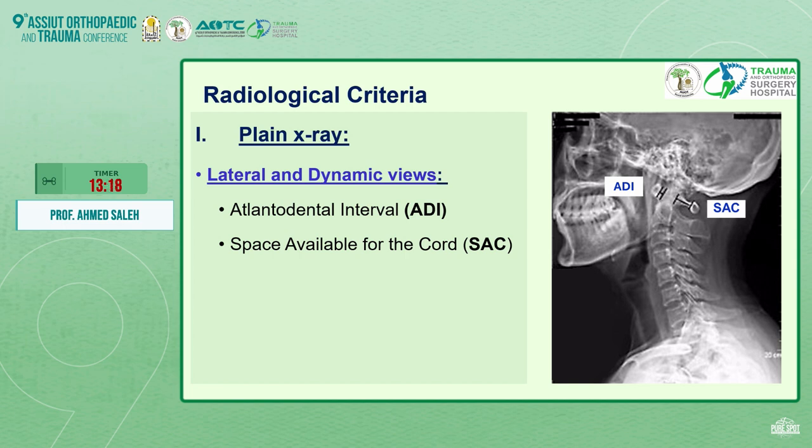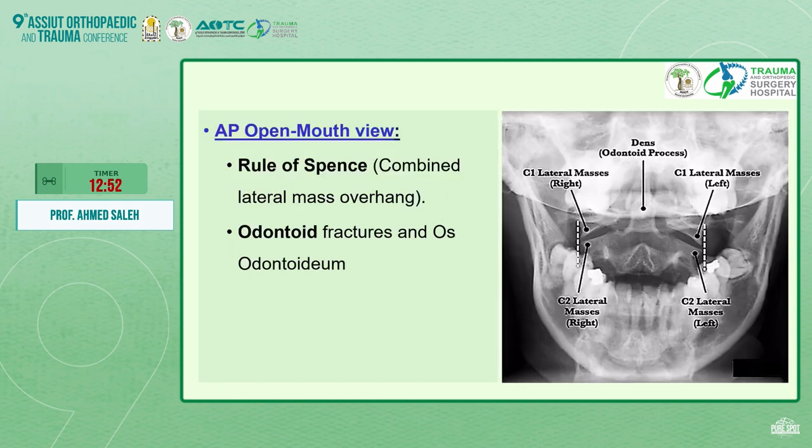The radiological criteria to diagnose this instability: we begin with plain X-ray, lateral and dynamic views, to see the atlantodental interval, which is defined as the space in front of the dens to the posterior aspect of the anterior arch of C1, and the space available for the cord, which is the space behind the dens to the posterior arch of C1. Open mouth AP view, and we will see what's called the rule of Spence, which is the combined lateral overhang of the lateral mass of C1 over C2, and the status of the odontoid, whether it is fractured or os odontoideum.